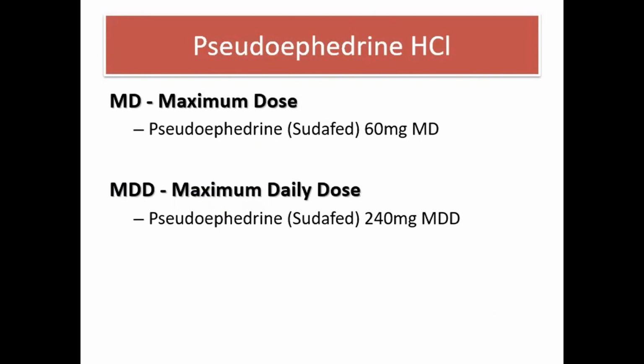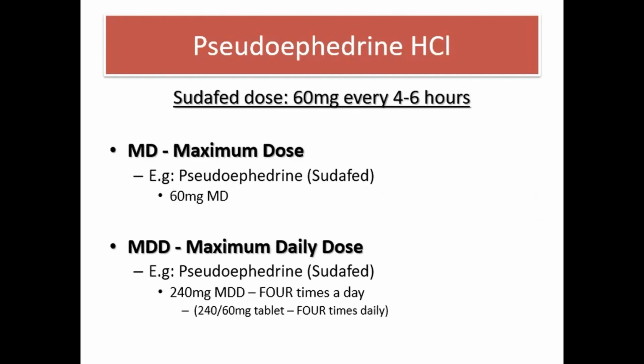So let's put some consideration towards maximum dose and maximum daily dose. I'm going to use pseudoephedrine, or Sudafed, as an example. Pseudoephedrine has a maximum dose, i.e. the maximum the patient can take in any one go, of 60 milligrams. The maximum dose of that formulation will be 60 milligrams. The maximum daily dose is the maximum amount your patient can have throughout the day, which is 240 milligrams.